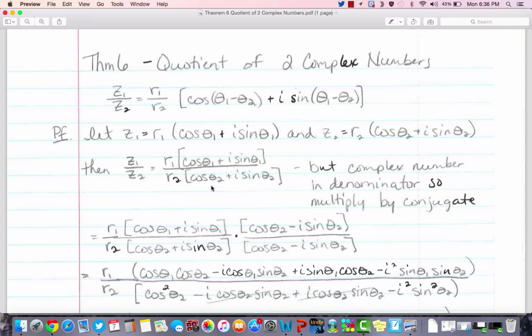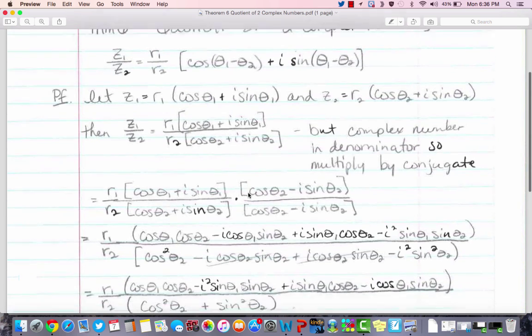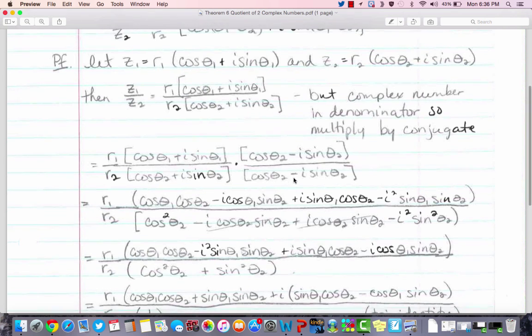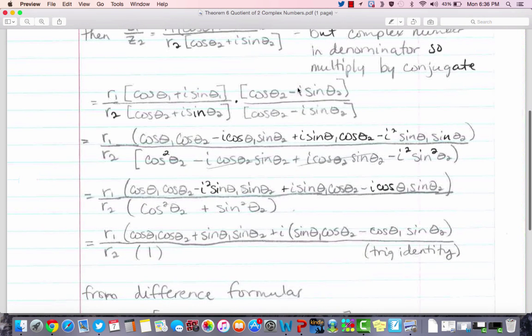But we should notice that this is a complex number, and rules of math say we do not like complex numbers in the denominator. If we multiply by the conjugate, which means the opposite sign, then that will drop out. But if we do it to the bottom, we have to do it to the top. So we multiply top and bottom by the conjugate of the denominator.